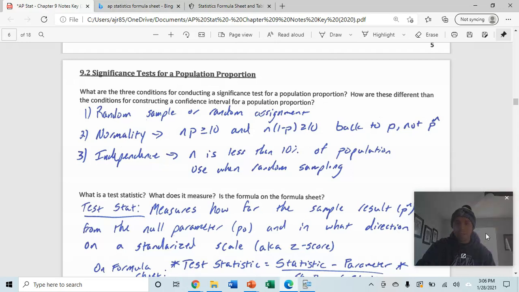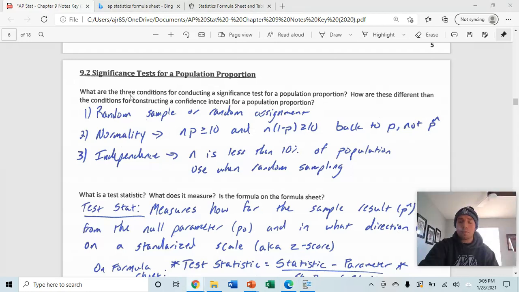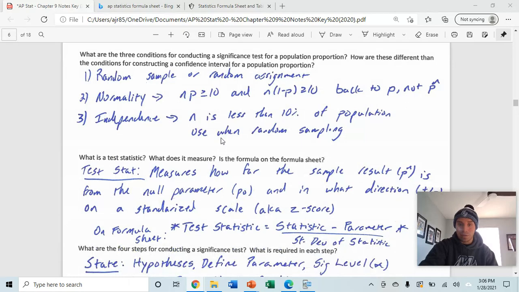When we're dealing with these types of problems, we're going to be finding what's called a test statistic. What a test statistic measures is how far the sample result, in this case p hat, is from the null parameter and in what direction on a standardized scale, aka a z-score. So we're getting back into that idea of z-scores here.